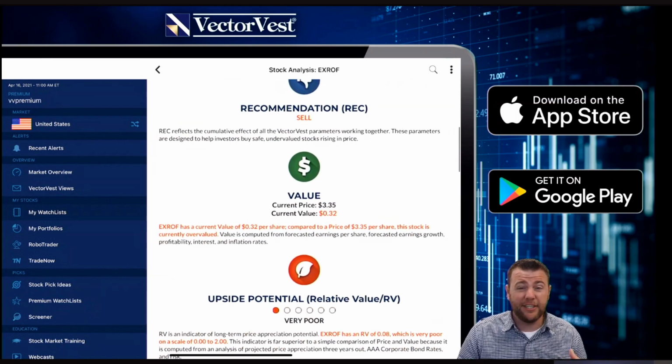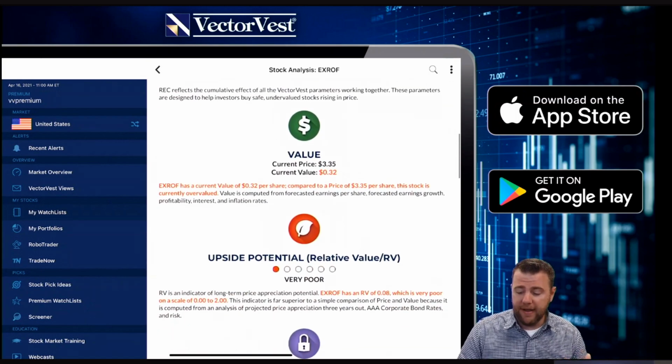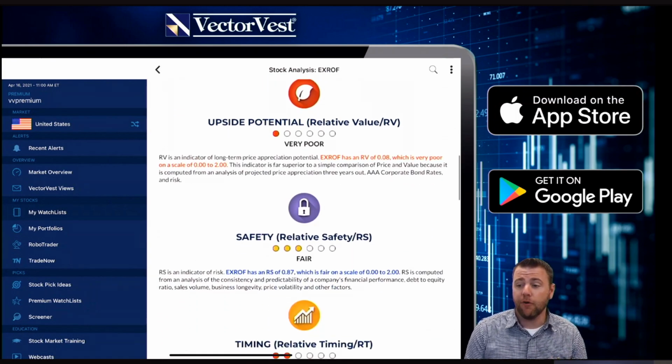The recommendation or the rating column, we get the value based off of the current earnings per share, forecasted earnings growth rate, profitability, interest, and inflation rates. But then we come down to our main 4 indicators that we use to analyze the stock.